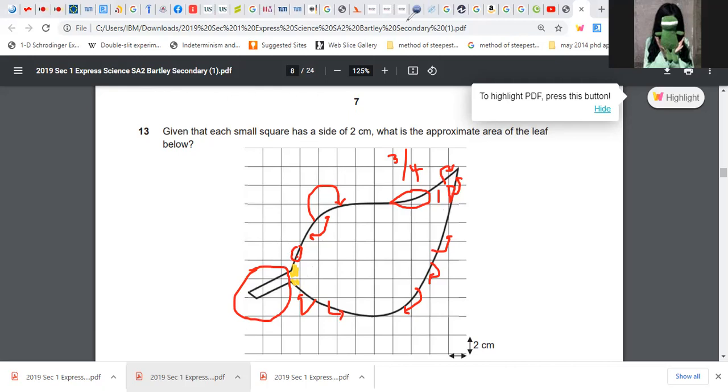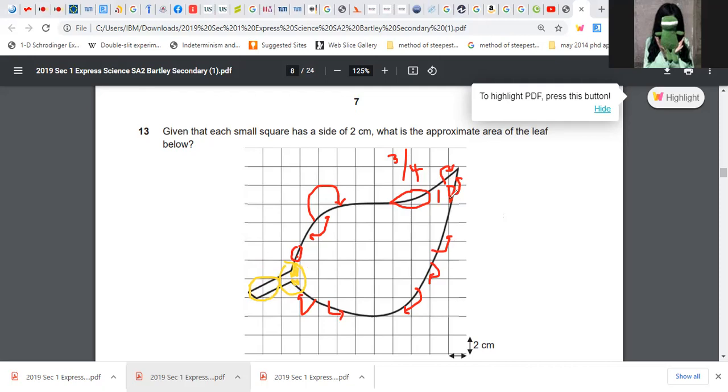Very complicated. Okay, this one. Okay, so these two are about one, okay? Then this one about one, not about one. Okay.